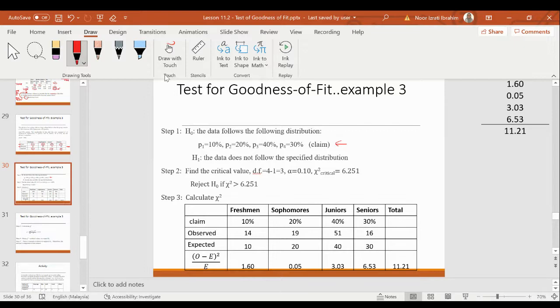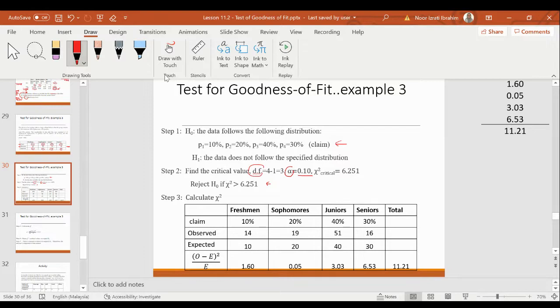So refer to the column 0.10 because the alpha is 0.10, and the row 3 because the degree of freedom is 3. From the table, we get the CV as 6.251. That will give us the rejection region: we reject H0 if the test statistic, the chi-square value, is greater than 6.251.